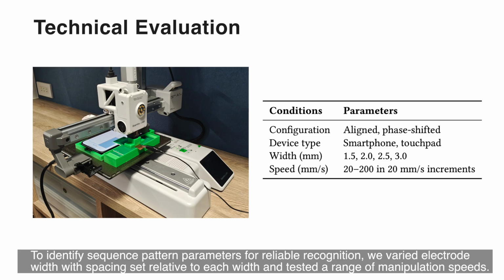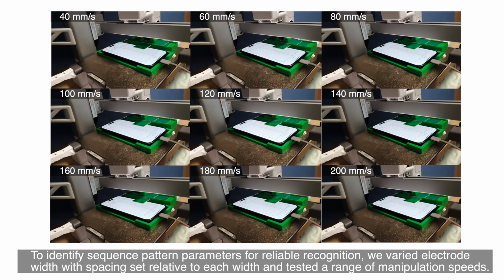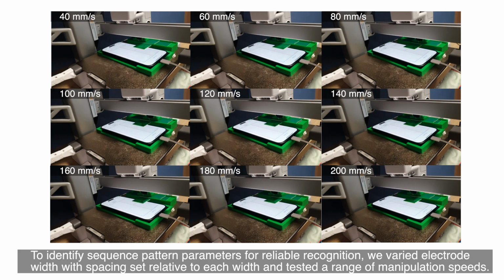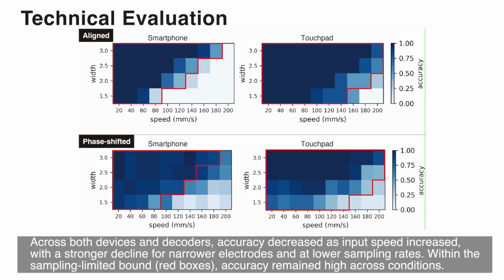To identify sequence pattern parameters for reliable recognition, we varied electrode width with spacing set relative to each width and tested a range of manipulation speeds. Across both devices and decoders, accuracy decreased as input speed increased, with a stronger decline for narrower electrodes and at lower sampling rates. Within the sampling limited bound, accuracy remained high across conditions.